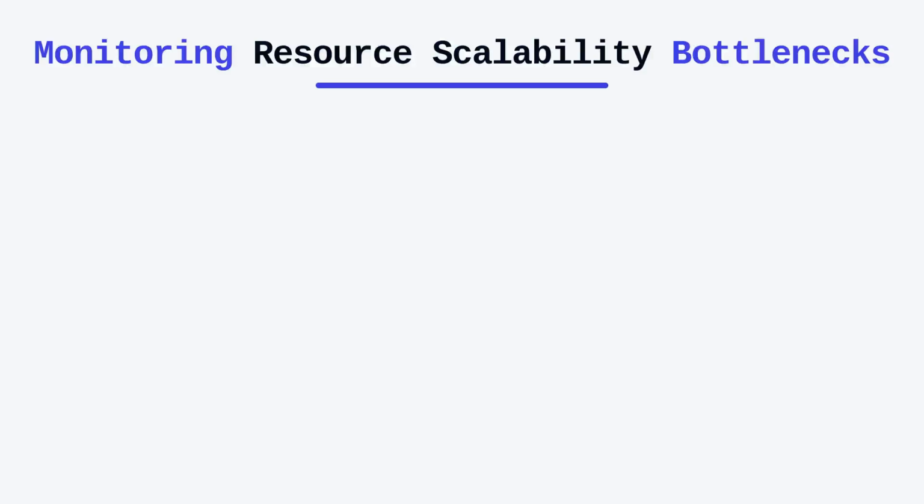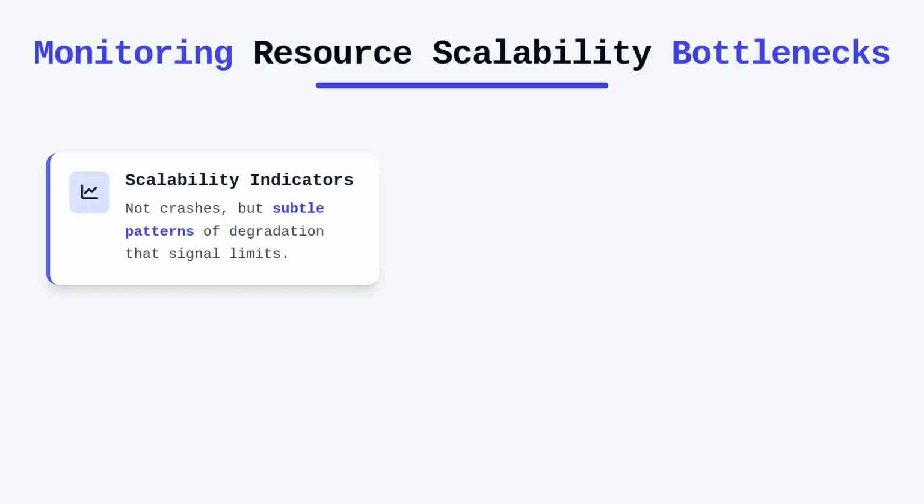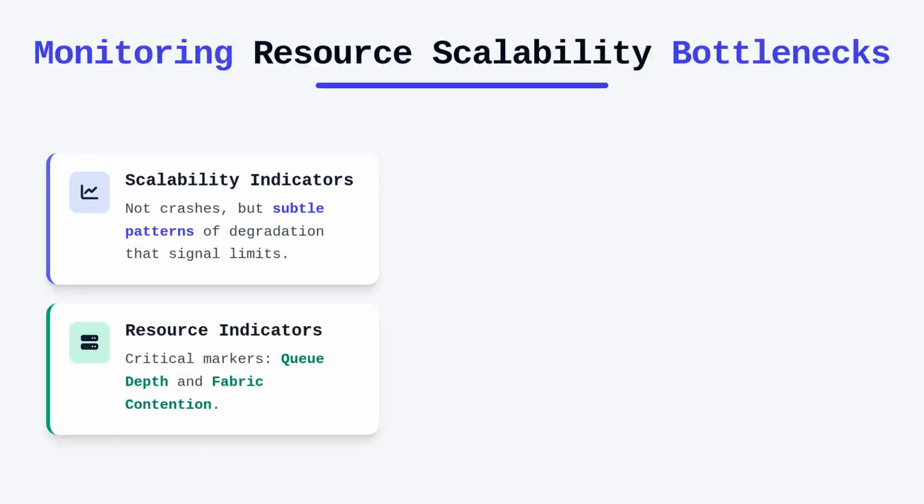Scalability limits also manifest through specific log markers, often appearing as subtle performance degradation patterns rather than sudden crashes. When we look at resource algorithms, we often see that as a cluster approaches its capacity threshold, the system begins to produce log entries regarding queue depth or fabric contention.